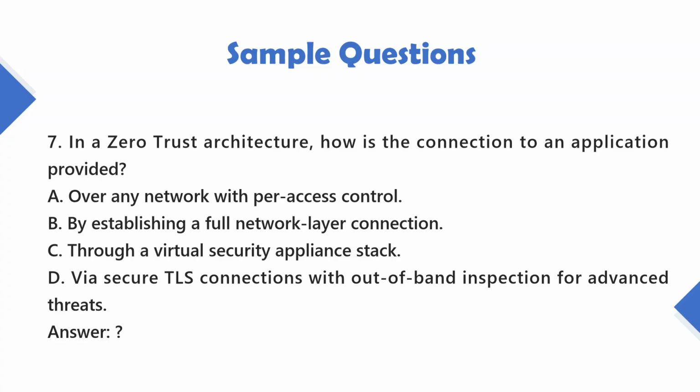7. In a zero-trust architecture, how is the connection to an application provided? A. Over any network with per access control. B. By establishing a full network layer connection. C. Through a virtual security appliance stack. D. Via secure TLS connections with out-of-band inspection for advanced threats.